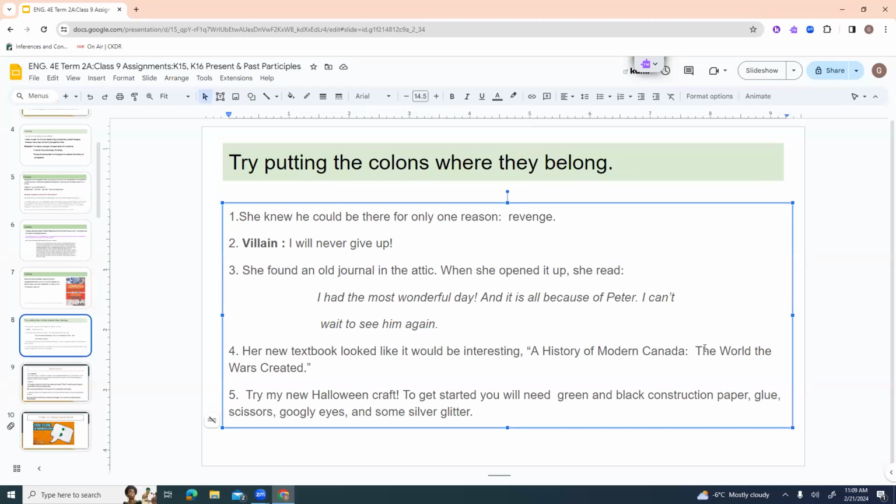Try my new Halloween craft. To get started, you will need: green and black construction paper, glue, scissors, googly eyes, and some silver glitter. That's an odd sentence until you realize it's a list. And to introduce the list, we can use a colon.